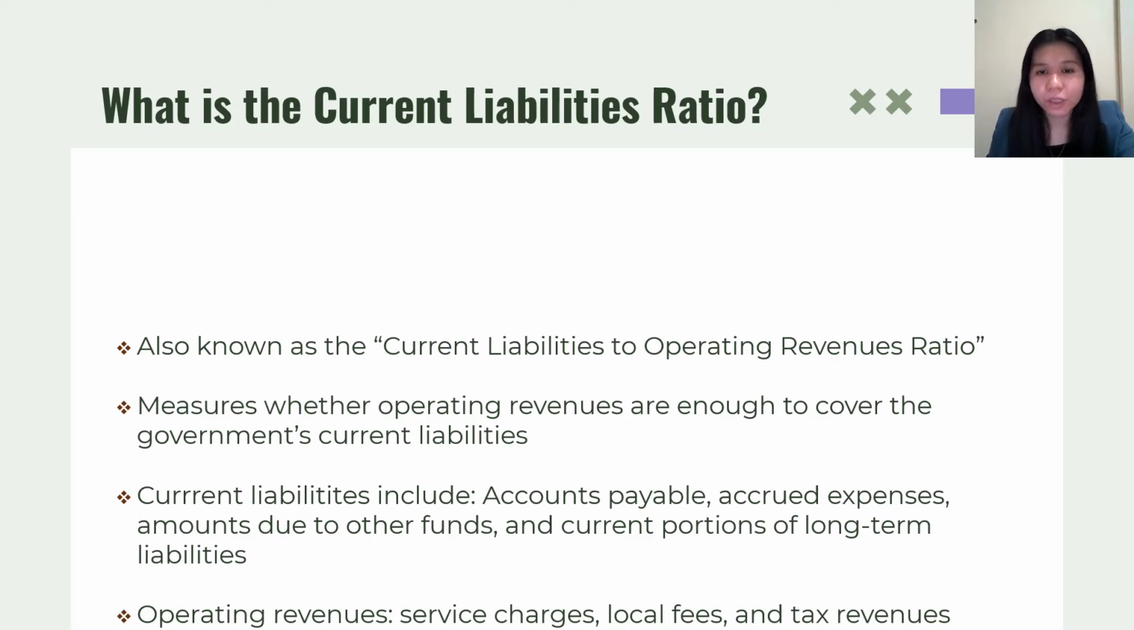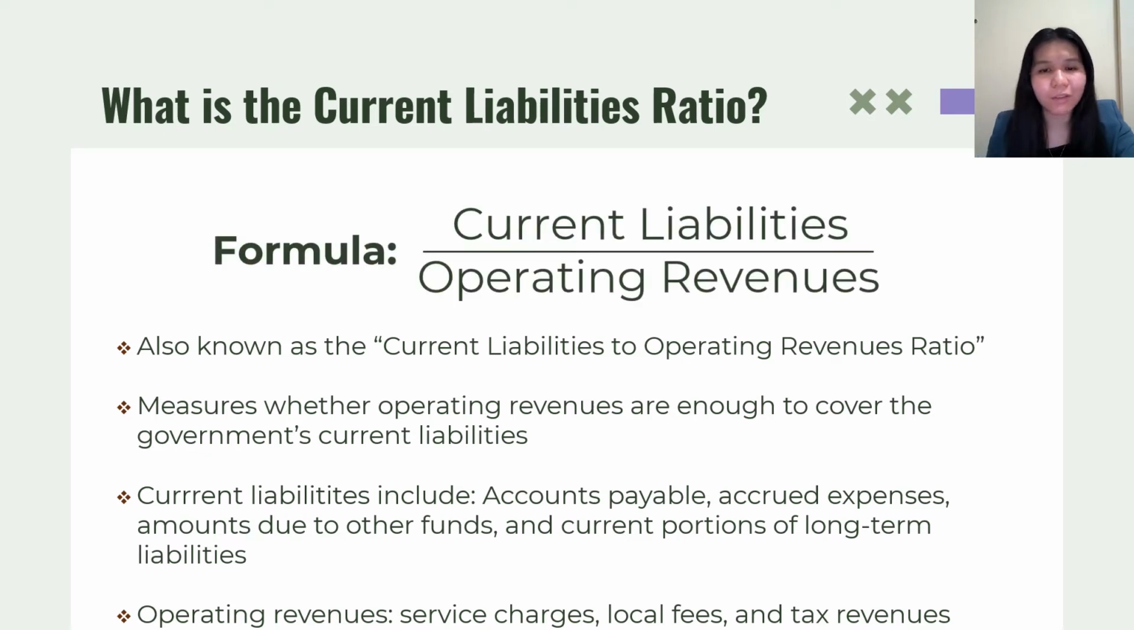Operating revenues are usually those that come from general government operations, such as service charges, local fees, and tax revenues. It is important for external users to know if current period liabilities are greater than general government revenues because the government is responsible for ensuring that all inflows of resources are enough to cover expenses during and at the end of their fiscal years. To evaluate the government of Guam's fiscal and service capacities, the current liabilities ratio is calculated by dividing the current liabilities by operating revenues.